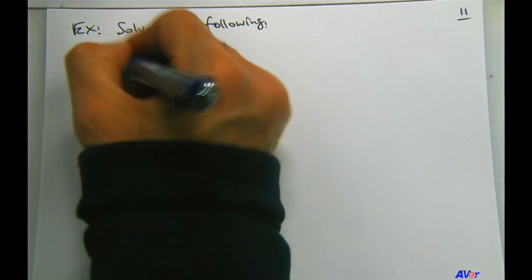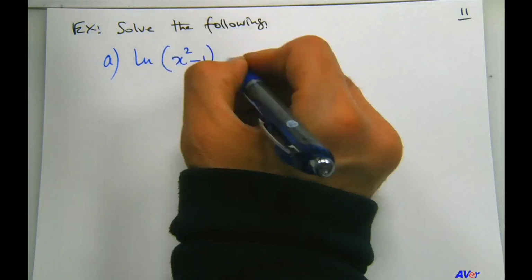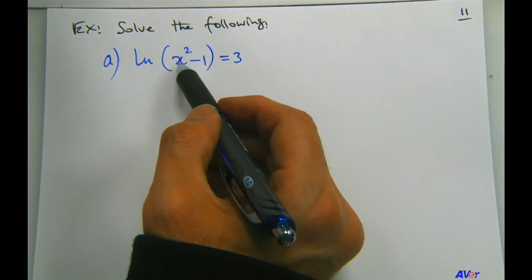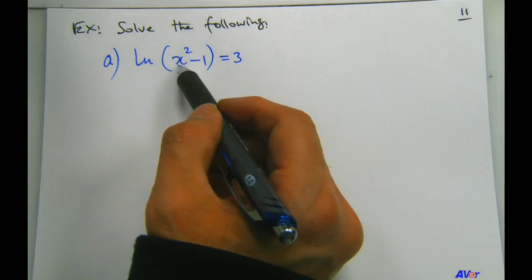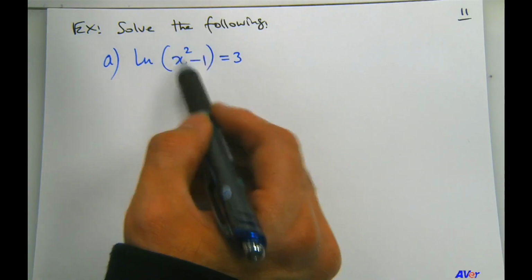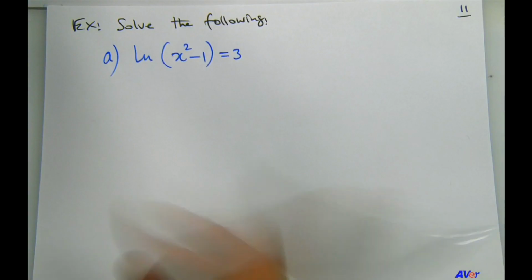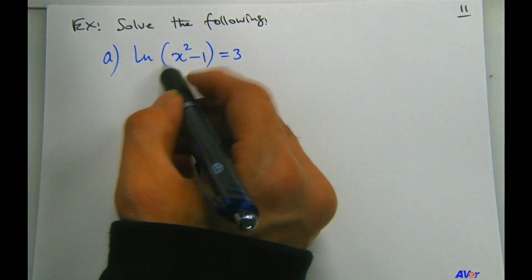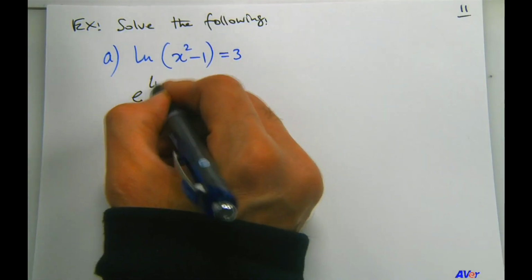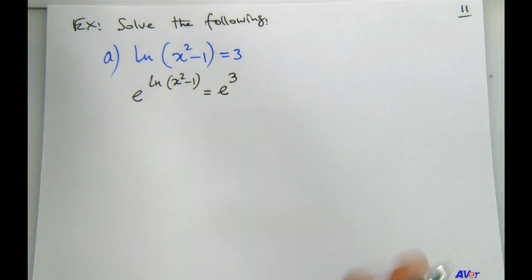Let's say for part A, we want to solve natural log of x squared minus 1 equals 3. So solving is about isolating the variable, right? And we can't isolate this variable unless it's free from this parentheses argument of the natural log function, just like a couple of times we've done this so far in this video lesson. So we want to raise both sides to base e. So e to natural log of x squared minus 1 equals e cubed, right?